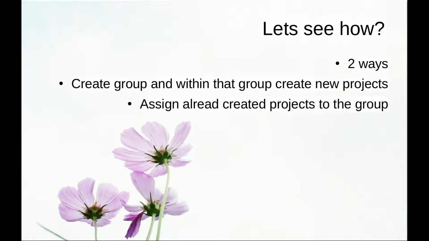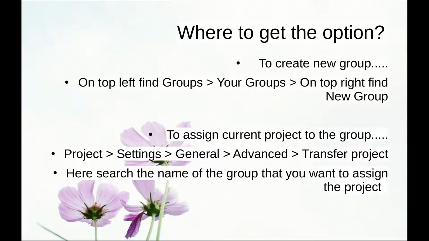One is to create a group, and within that group create new projects. Second is to assign already created projects to the group that we have already discussed. Where to get this option? To create a new group, you need to go to your GitLab UI. Over there will be an option of groups, your groups, and when you click on that, a new screen will open. Over there on the top right, there will be an option of new group.